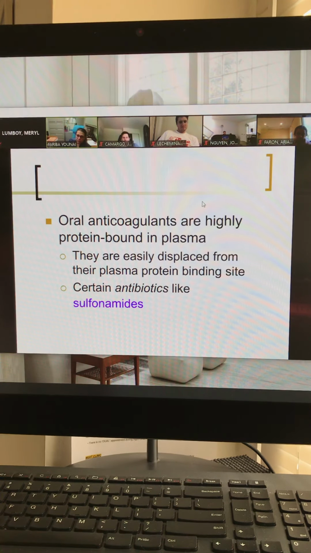This one is through the fact that oral anticoagulants are protein bound. And when you give antibiotics like sulfonamides, they actually displace them from their binding site. So what you do effectively is increase the amount of medication that is free, and the bioavailability of the agent is going to increase. That increases the risk of bleeding in the patient. So that's the kind of interaction that you would expect with sulfonamides and Coumadin.